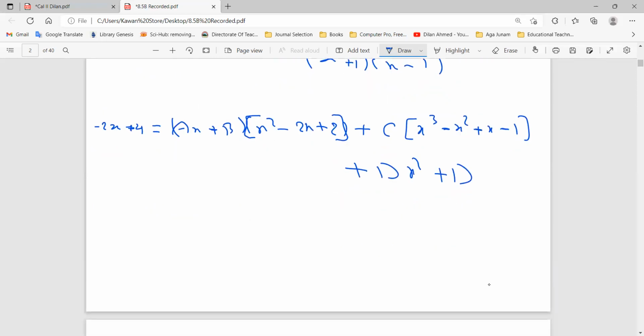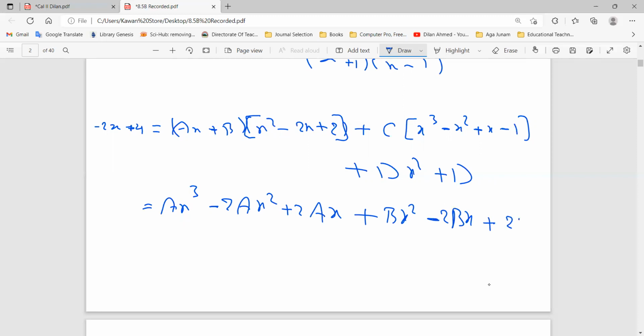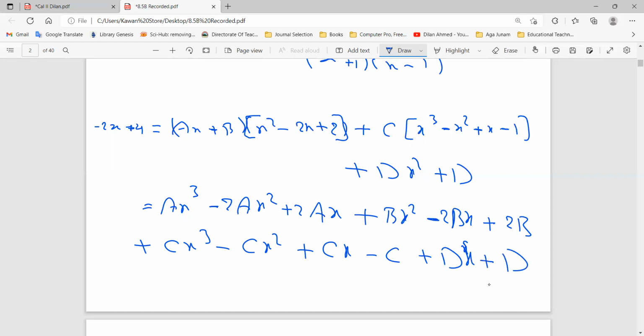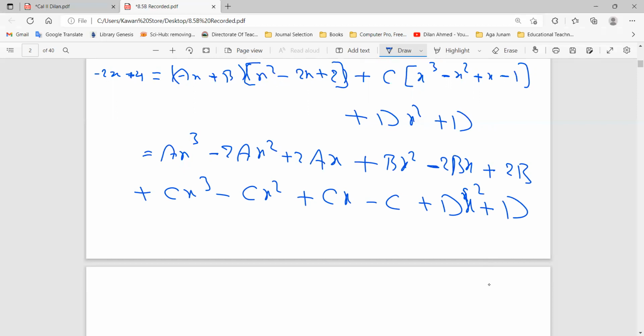Understood. And ax cube minus 2ax squared plus 2ax plus bx squared minus 2bx plus 2b plus cx cube minus cx squared plus cx minus c, dx squared plus d. Do you have any problem?